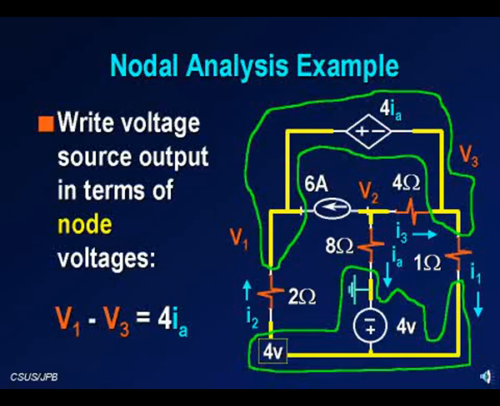What's coming ahead? Now we know we have 3 unknowns, and obviously we need 3 equations. These equations will come from, 1, we're going to be writing the dependent source output in terms of the node voltage. Realize that we already did that for the 4 volt source by saying that the bottom node is equal to 4 volt. But for the dependent source, we are writing V1, where the plus sign is, minus V3, where the minus sign is equal to 4IA, the output of that dependent source. That, in effect, is our first equation for the 3 unknowns V1, V2, and V3.